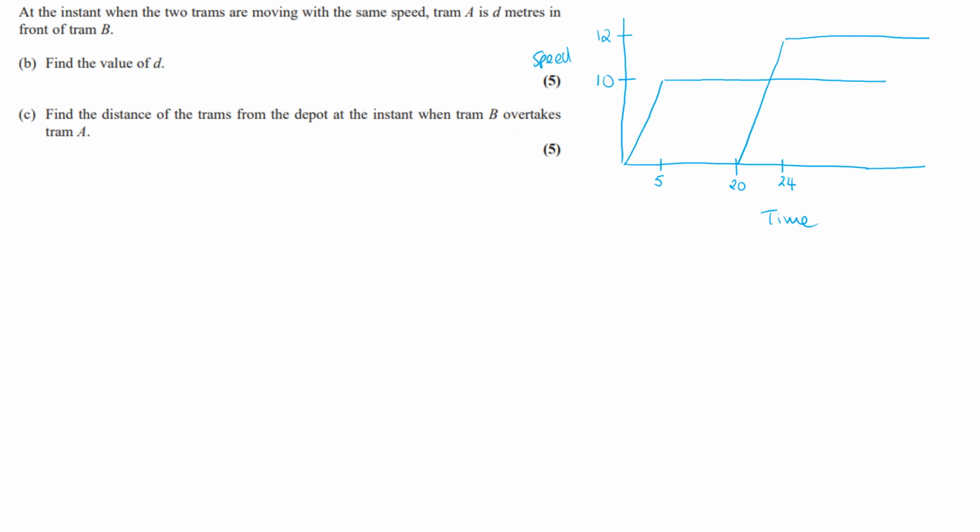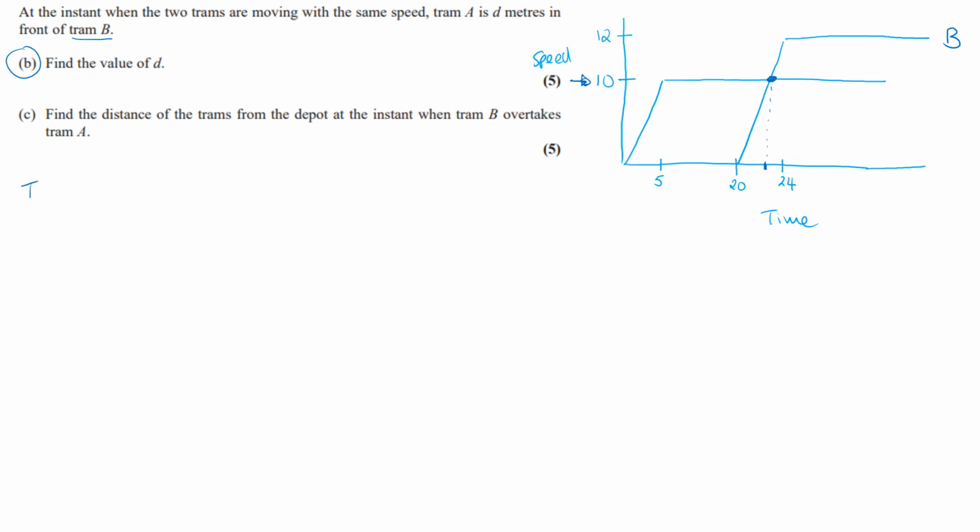At the instant when the two trams are moving with the same speed, so that's going to be this place here where the speed is 10 for both of them, tram A is d meters in front of tram B, and we're being asked to find what that value of d is. So tram B is still on its accelerating part of the graph. It hasn't reached its final speed before it travels at a constant speed. It hasn't overtaken A because it's set off so much later. But what we need to do is find the time when that happens.